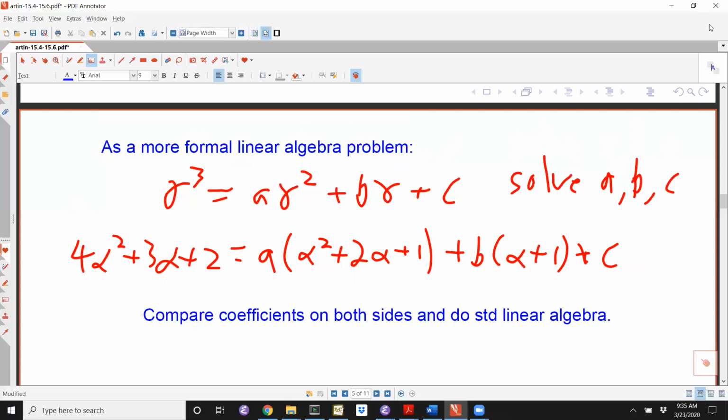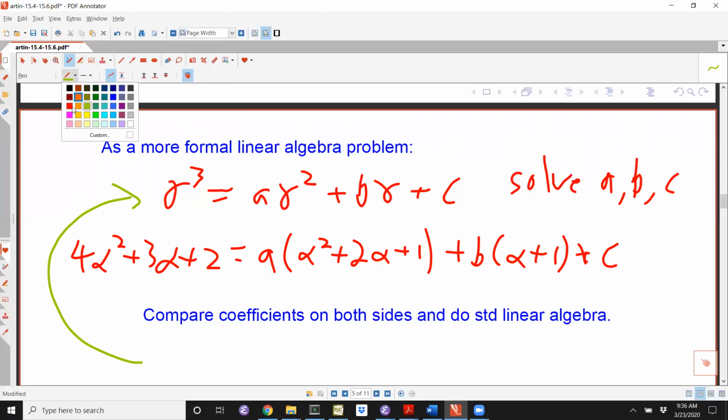Oh, Robbie has a question. How do we know to set gamma cubed equal to that in the first place? Oh, that's an excellent question. Robbie asks, why do we know that this is going to work anyway? Let me do a little arrow here. Why is it that we knew this is going to be possible in the first place?